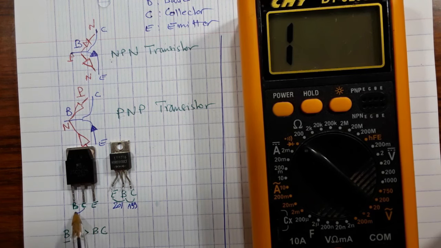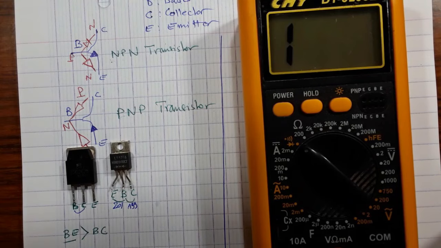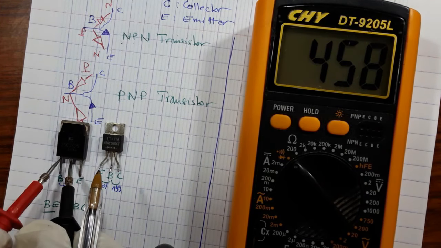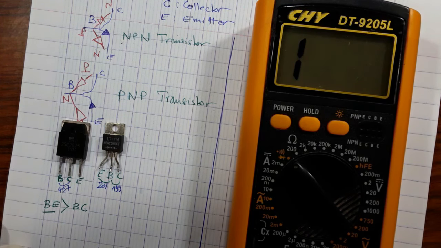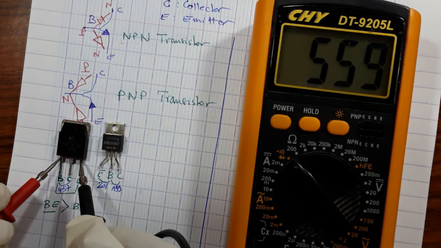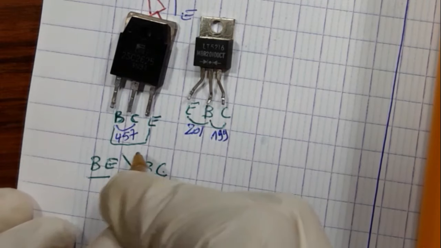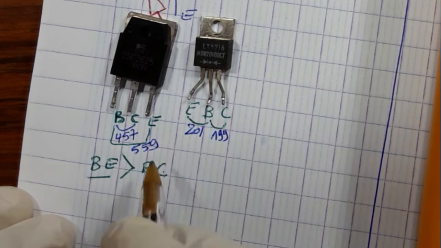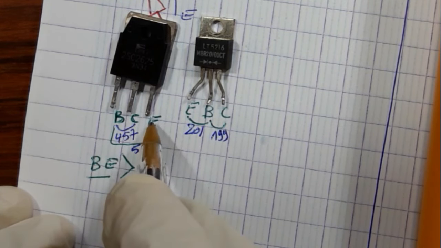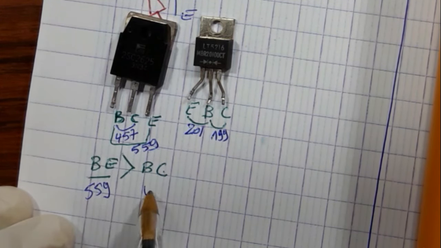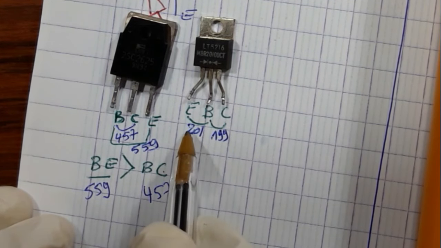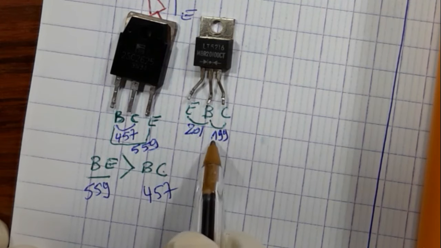And also, between this and this, we got how many? Let's check it out another time. So we got 457, okay? What about between this and this? Let's check it out. 559. So this value is greater than this. As you see, base-emitter 559 is greater than base-collector 457. The same principle here. Here we have base-emitter 201, base-collector 199.